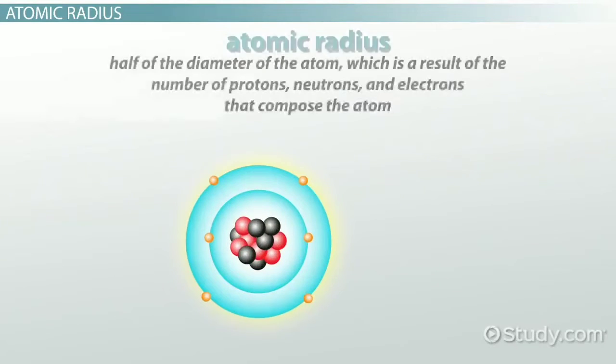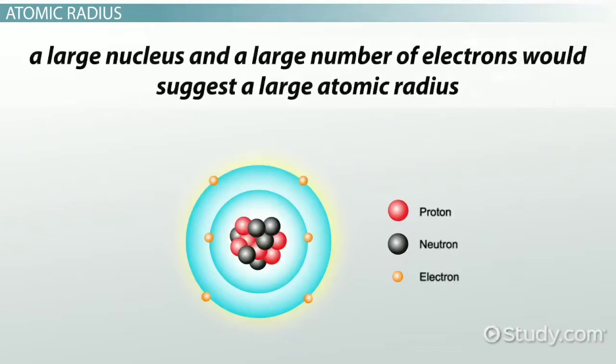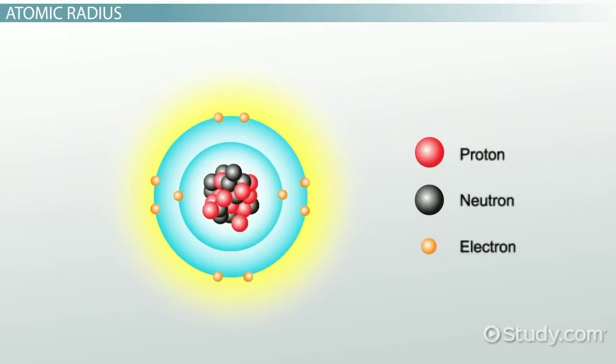Simply put, the atomic radius is half of the diameter of the atom, which is a result of the number of protons, neutrons, and electrons that compose the atom. Generally, it would make sense that a large nucleus and a large number of electrons would suggest a large atomic radius. However, in reality, it is not quite so simple.